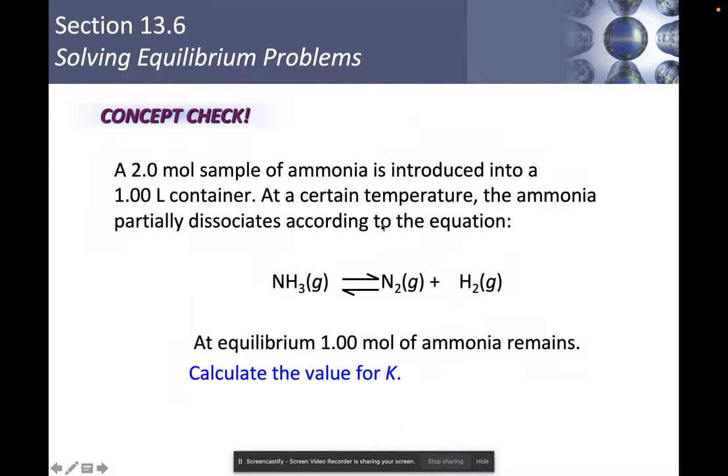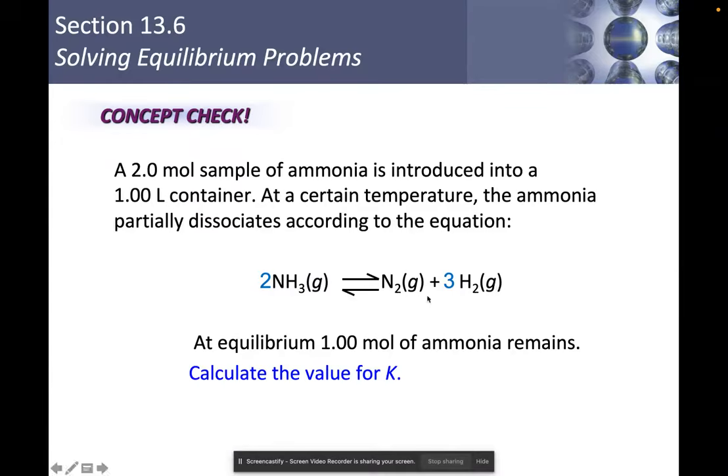All right, another good equilibrium check here. I have a 2.0 mole sample of ammonia introduced into a 1.00 liter container. At a certain temperature, the ammonia partially dissociates in the following equation. At equilibrium, 1 mole of ammonia remains. Calculate the value for K. All right, first things first, I need to balance this equation. All the other ones we've dealt with were all balanced already.